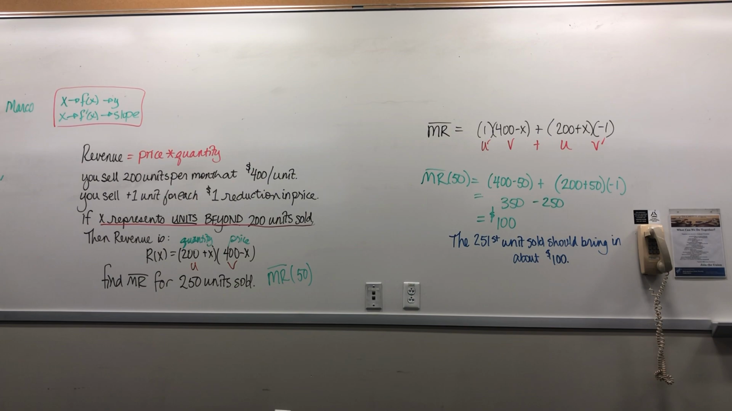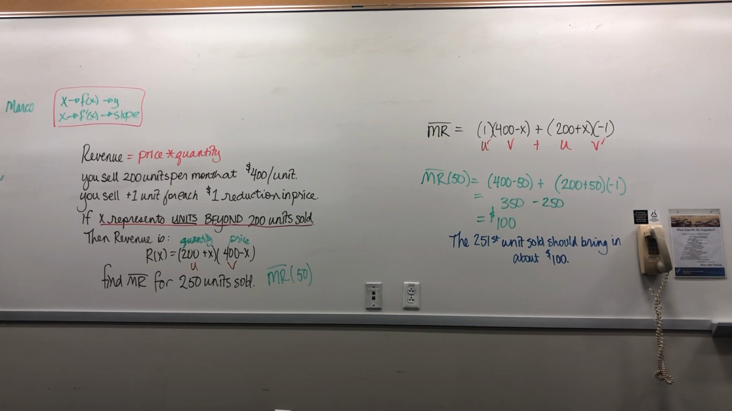I was going to say, what if it was only 10 units over? What do you mean, 10 units over? Oh, like 210 units sold? Then it would have a different slope. Yeah, you would plug in X equals 10.